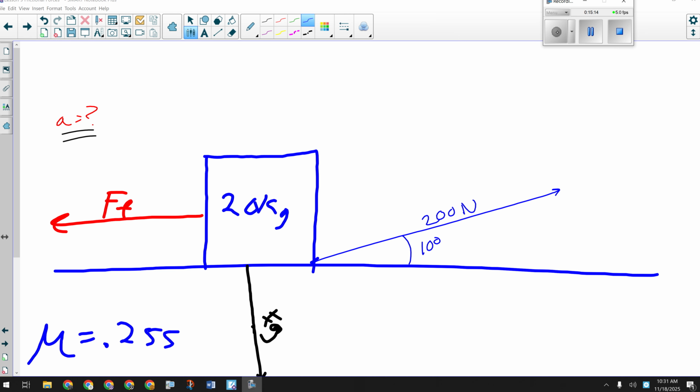This question involves vectored forces. It involves friction, mu, because we've got the coefficient of friction here, and all of that kind of stuff. You have a question like this on the Newton assignment, so paying attention to how this question gets solved could be helpful on that question.